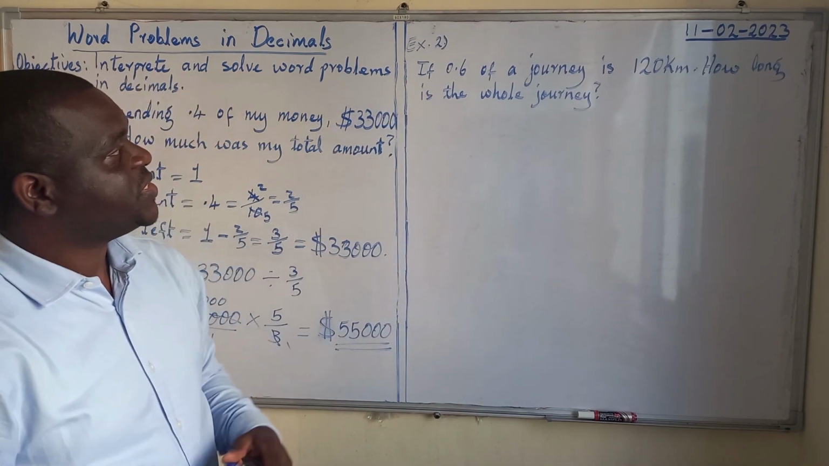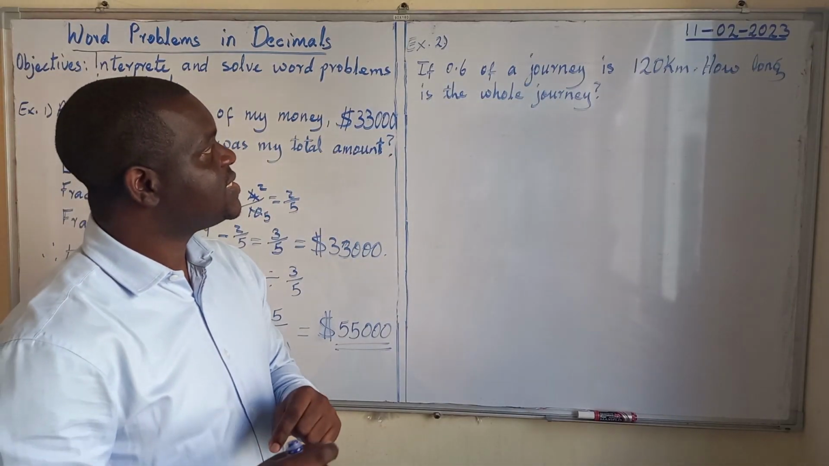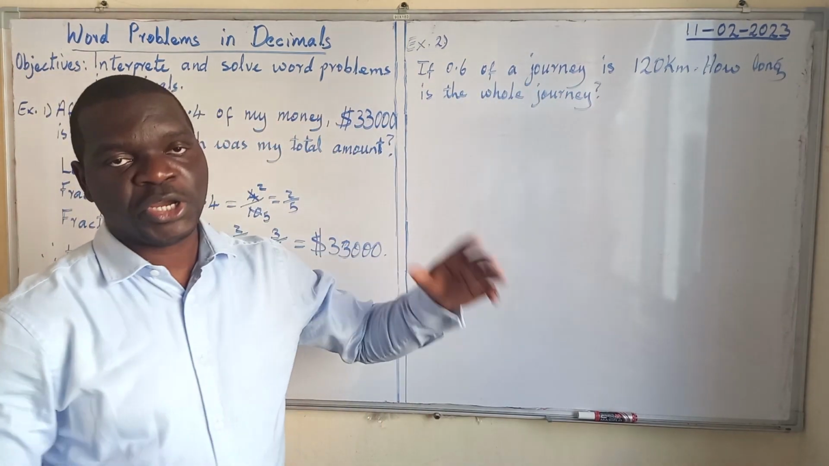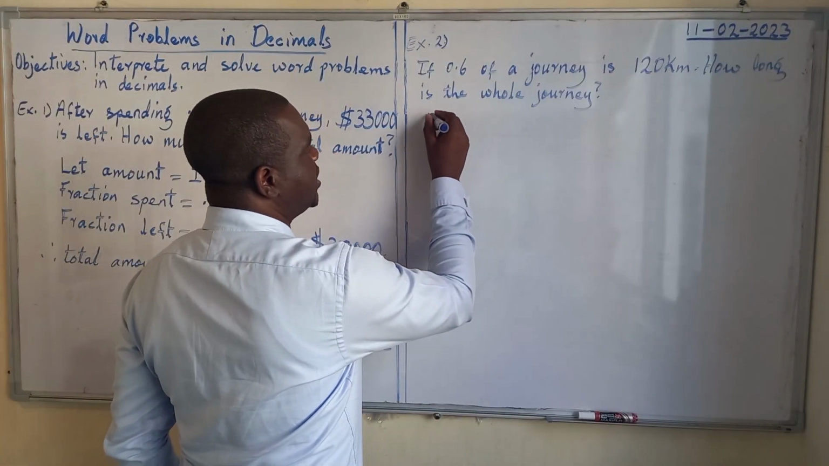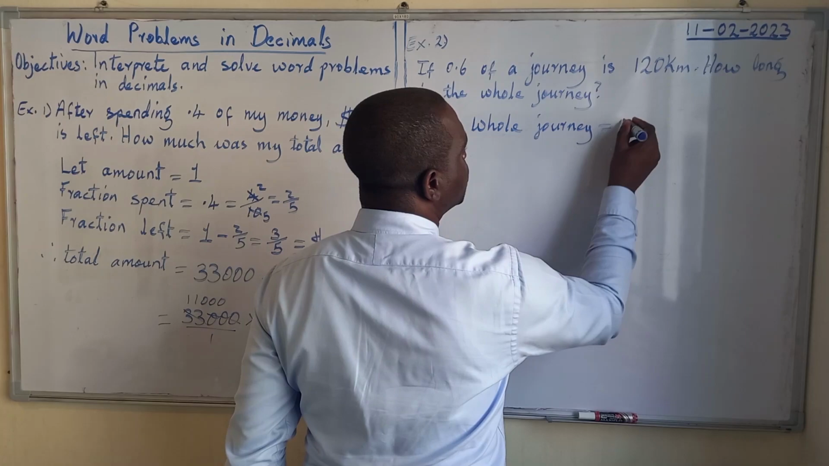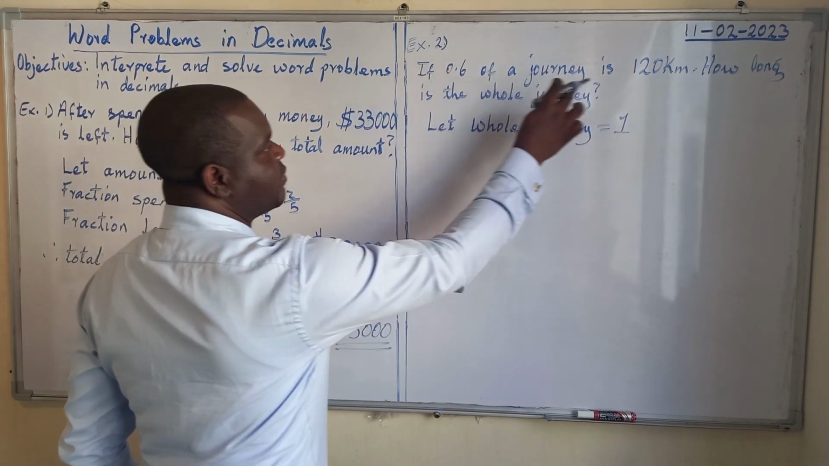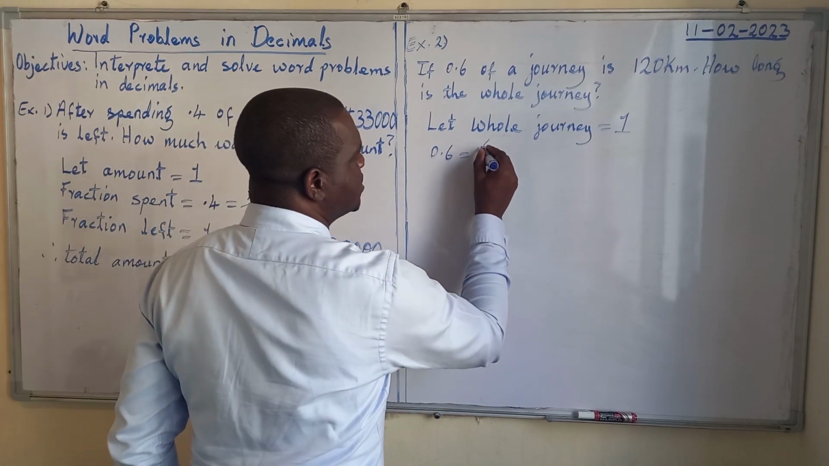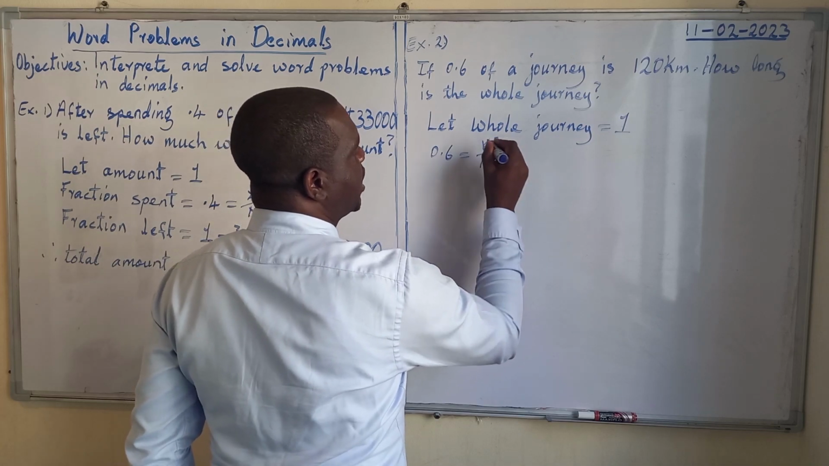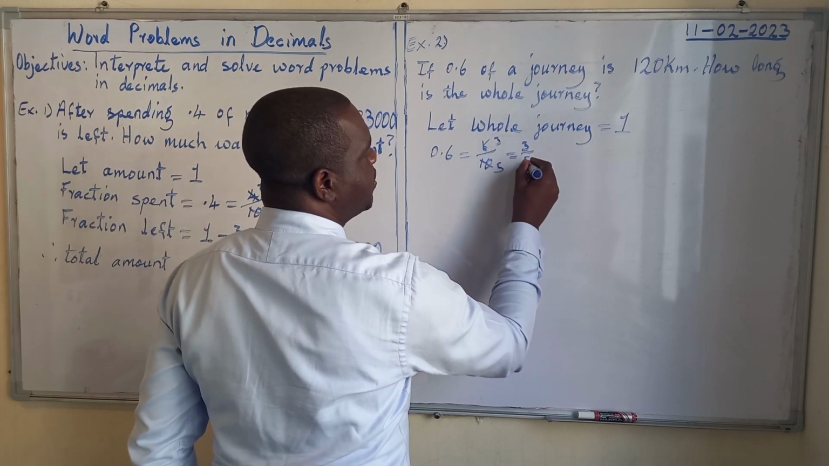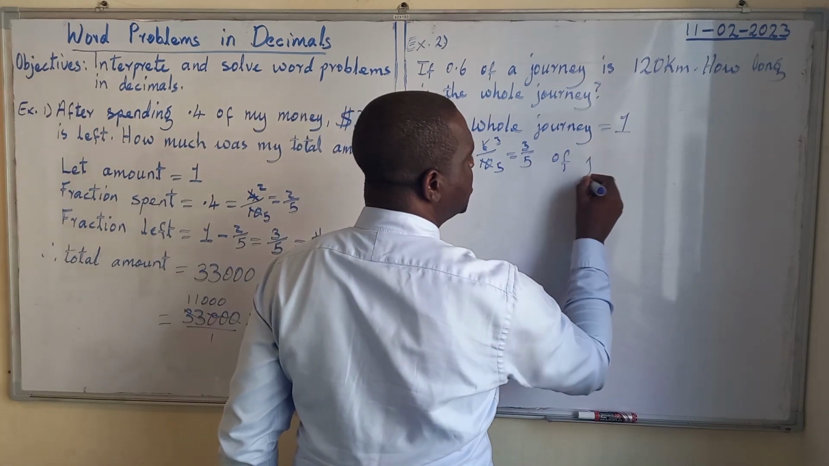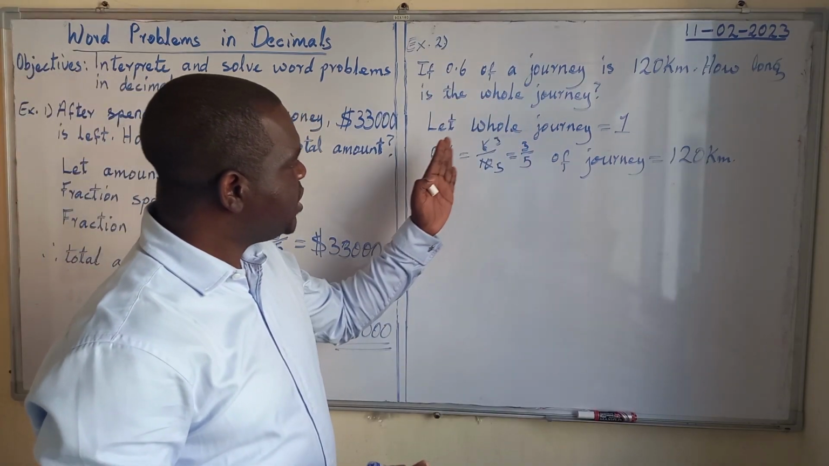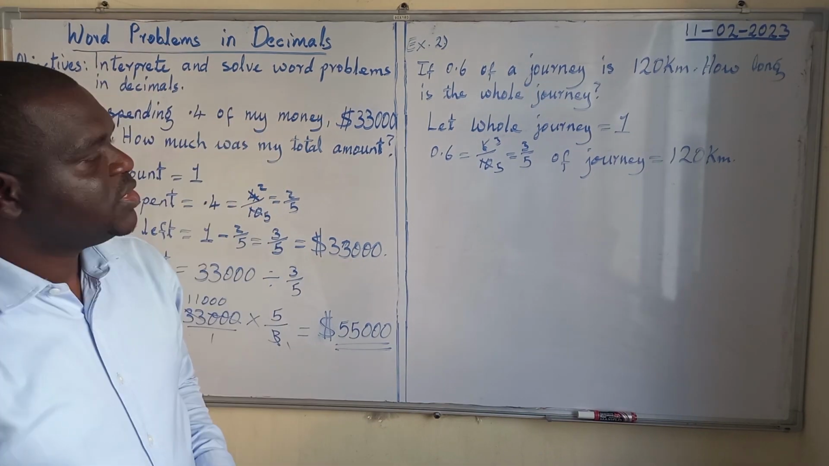Now look at the second question. It says, if 0.6 of a journey is 120 kilometers, how long is the total journey or the whole journey? First thing is to assume the whole journey is equal to 1, and we know the fraction of the journey. So 0.6, which is the same as the fraction 6 over 10, 2 into 6 is 3 times, 2 into 10 is 5 times, 3/5. 3/5 of the journey is equal to 120 kilometers. So this fraction of the journey is 120 kilometers.